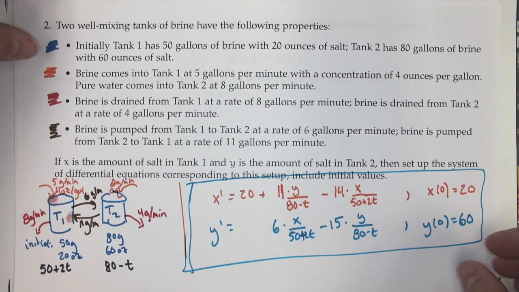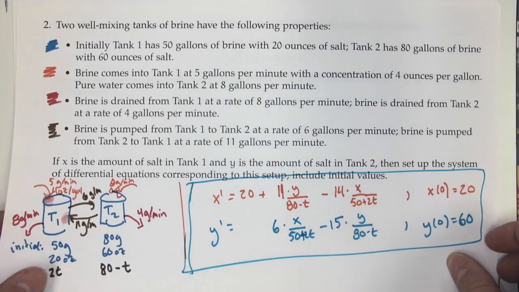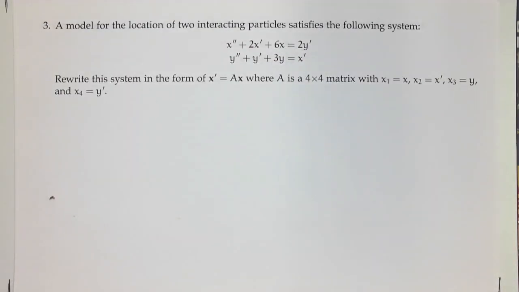All right, let's move on. Number 3. And I could see the last problem bled through a little bit. A model for the location of two interacting particles satisfies the following system. We have x double prime plus 2x prime plus 6x equals 2y prime. y double prime plus y prime plus 3y equals x prime.